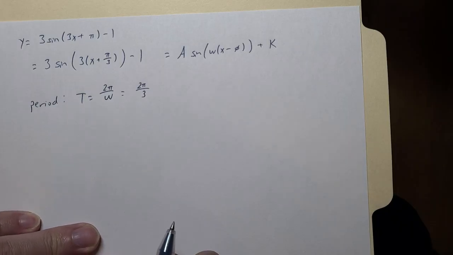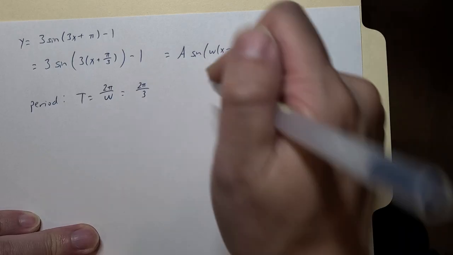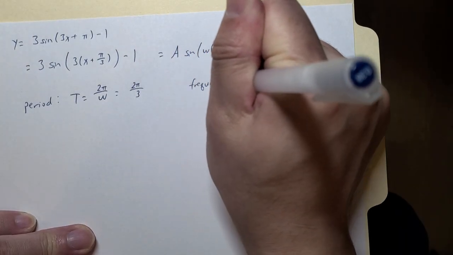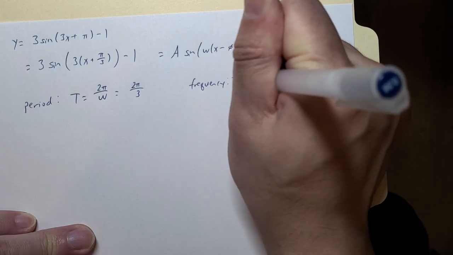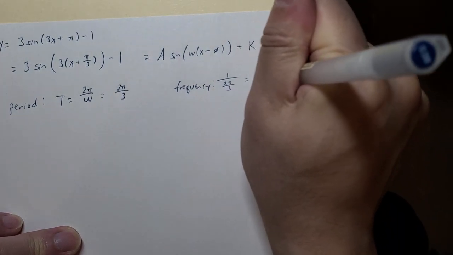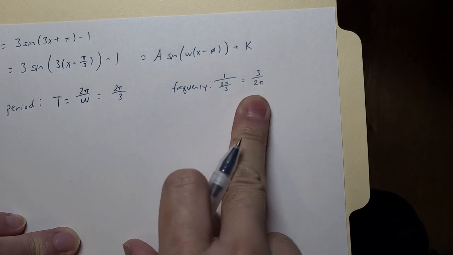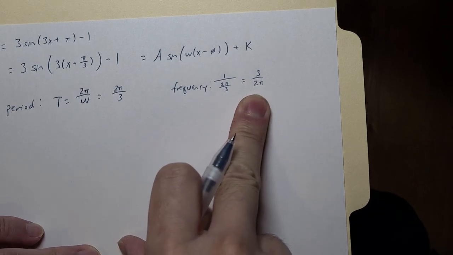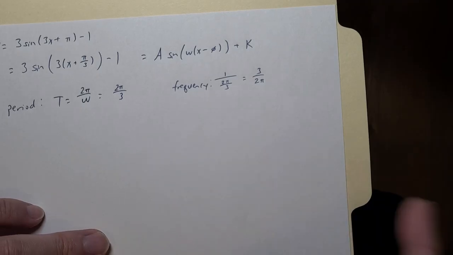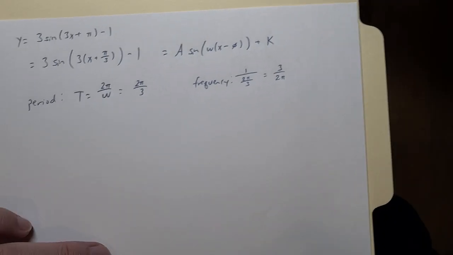That's period. Frequency, if you want to calculate, would be 1 over this. A lot of teachers require you to know this. It'll be 1 over 2 pi over 3, 1 over T, which is 3 over 2 pi. Units of this are typically hertz, or cycles per second, or 1 over seconds. So usually hertz is the most conventional way.